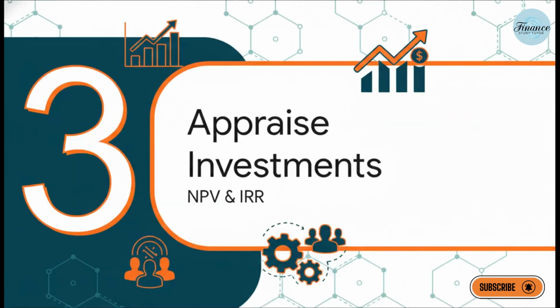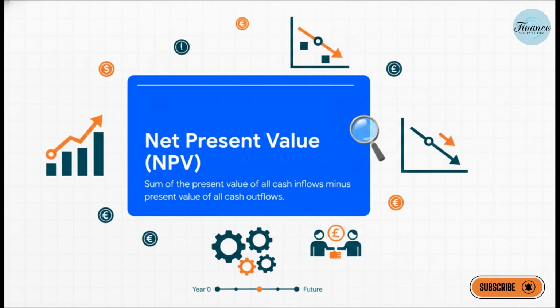All right, Section 3, Appraising Investments Using NPV and IRR. Let's see how businesses actually use this stuff. The absolute king of investment appraisal is net present value, or NPV for short. The definition is super simple. It is the total sum of the present value of all your cash inflows minus the present value of all your cash outflows. By taking every single future cash flow and discounting it back to year 0, which is today, we can compare our costs and revenues fairly.